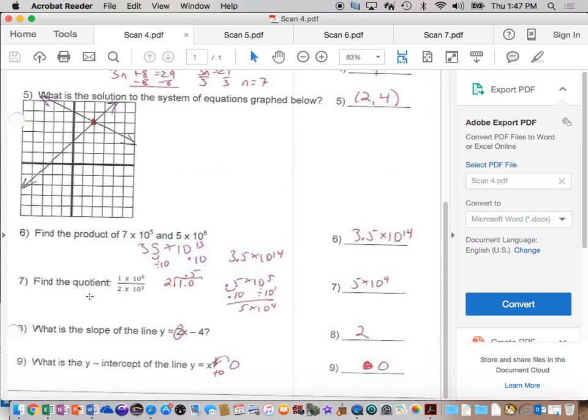Wait, why is it 5? Again, because I have to do 1 divided by 2. 1 divided by 2 is a half, which is 0.5. And then I have to multiply by 10 to move the decimal, and then I got to divide to balance it out. Yeah, I got for number 6.